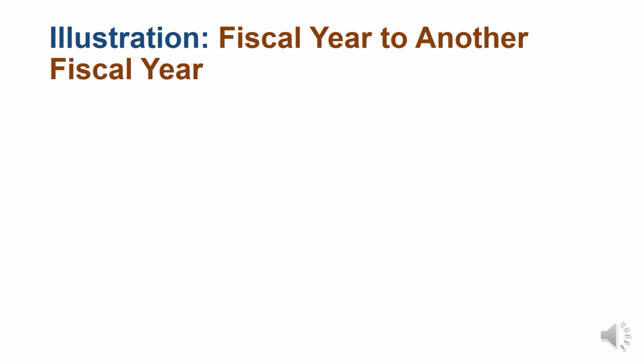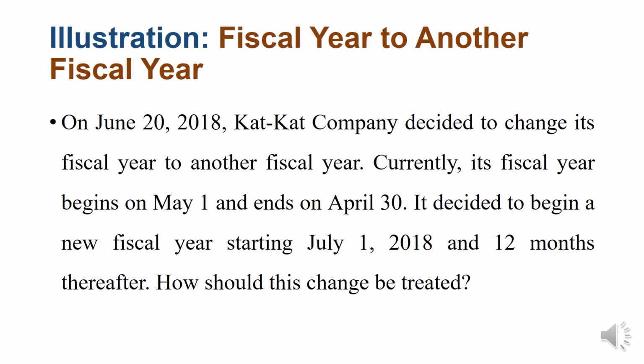This is somewhat complicated, right? Or it sounds complicated, but actually it's very easy. For example, in June 2019, CatCat Company decided to change its fiscal year to another fiscal year. Currently, the old fiscal year begins May 1 and ends on May 30. It decided to begin a new fiscal year starting July 1, 2018 and 12 months thereafter. How should this change be treated?